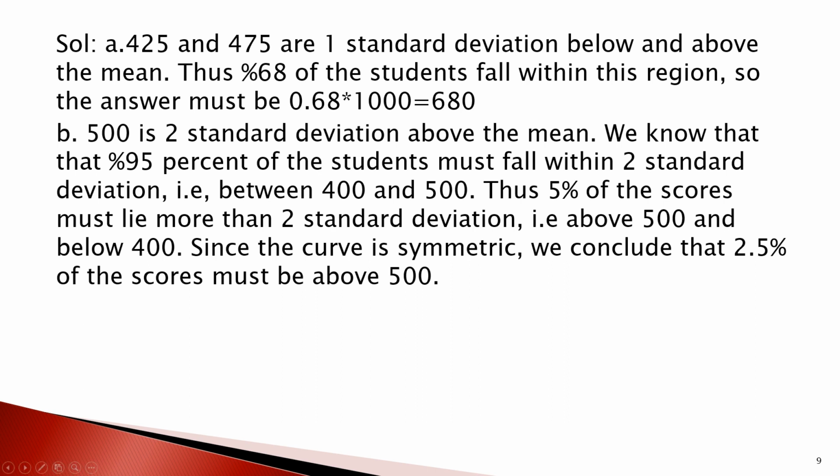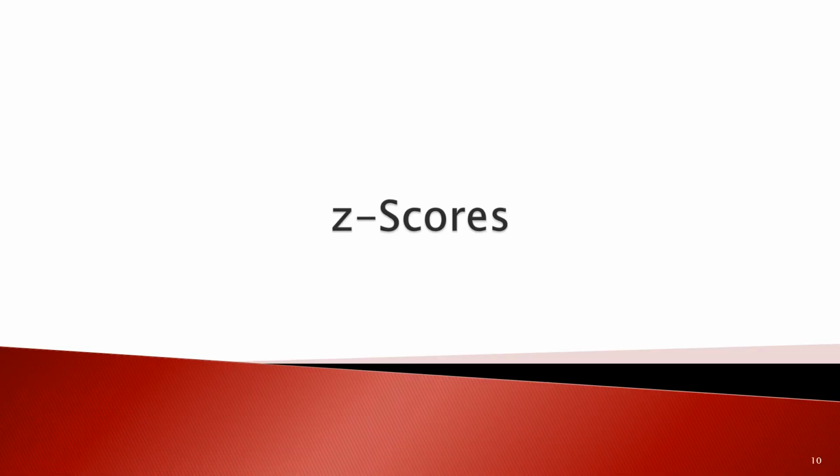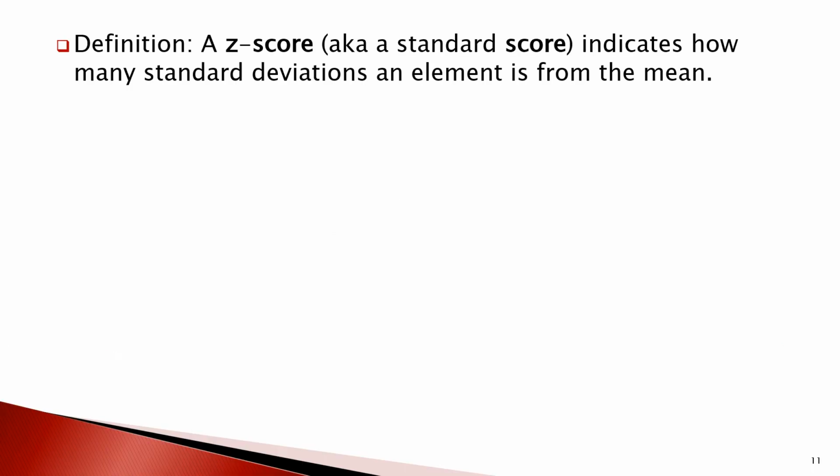Okay, so the answer should be, because of that, 1000 students times 2.5%, 25. Okay, so the answer should be 25. Okay, now let's talk about Z-scores.